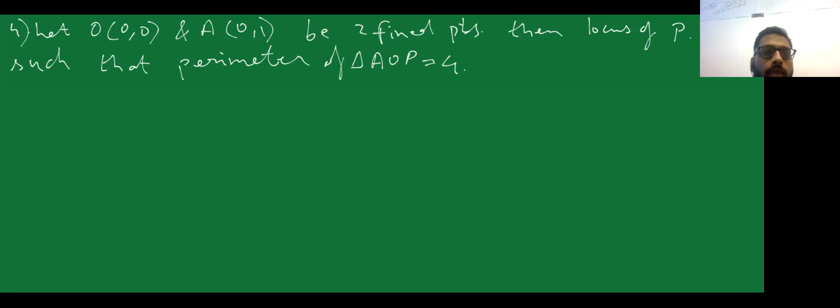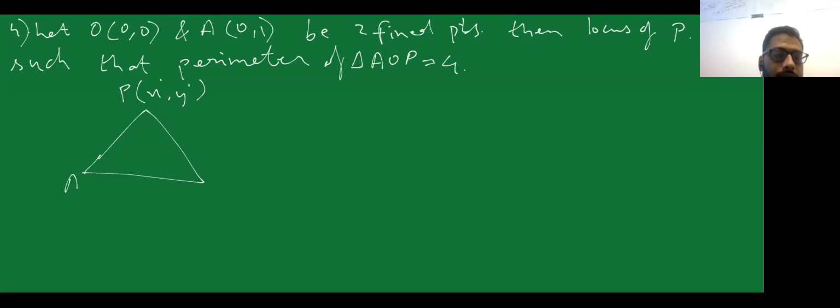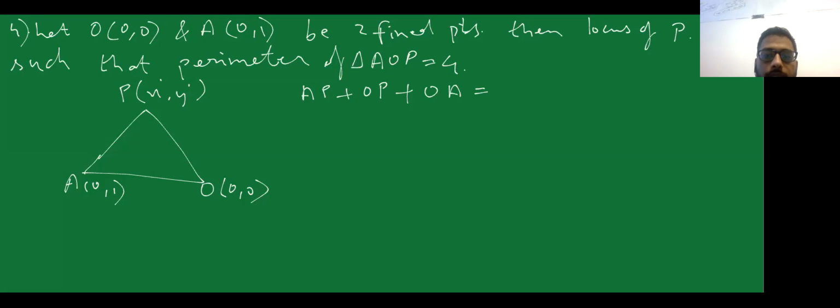Okay. It's given that it's a triangle. The three coordinates are A, O, and P. I have the exact coordinates of A and O. So let us say that the coordinates of P are x dash and y dash. So this is my triangle. O has coordinates 0, 0, A has coordinates 0 and 1. One more thing is given, that the perimeter is equal to 4. Perimeter is nothing but the addition of sides. So the addition of sides means length of AP plus length of OP plus length of OA, and this is equal to 4.